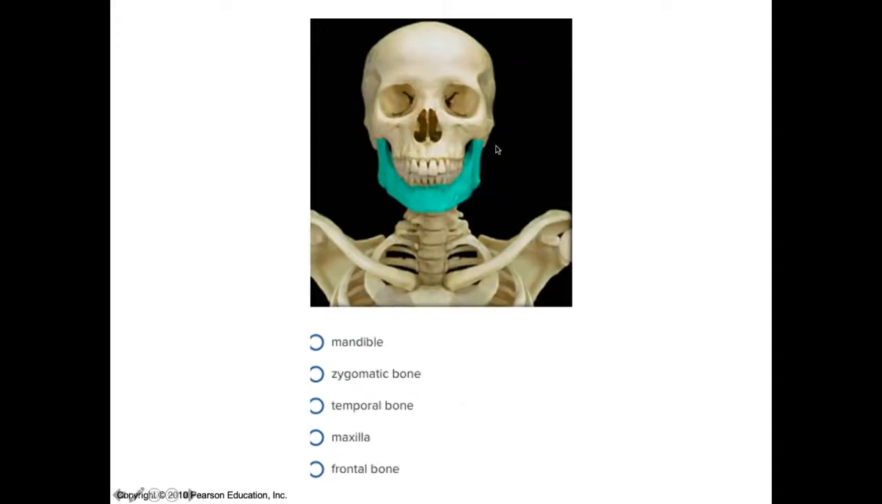All right, what do we have here? Well, is it zygomatic bone? No, that's up here. Is it temporal bone? No, that's up here. Is it maxilla? No, that's the upper jaw. Is it the frontal bone? No, that's up here. So that leaves us with the mandible, the lower jaw, the mandible.